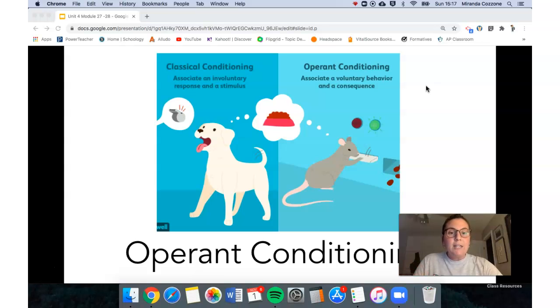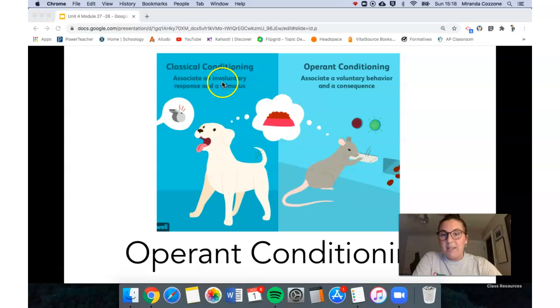So for instance, with Pavlov's dog, the involuntary response was the dog salivating after he was classically conditioned to associate the ringing of the bell with getting fed. In operant conditioning, we're talking more about voluntary behavior as it relates to a consequence. And perhaps you remember reading about the Skinner box, where the rat pressed a lever for food, and that's what's indicative here in this picture. Both want food, but both have different associations based on the way that they were conditioned.